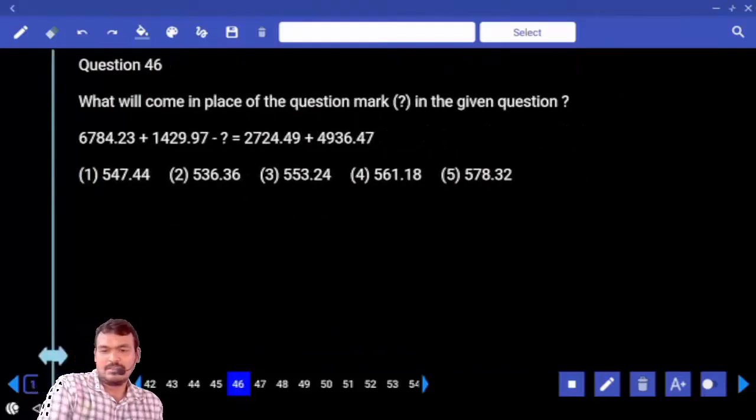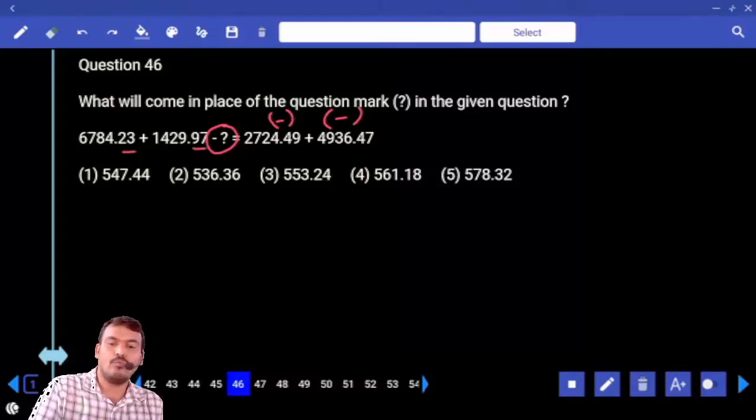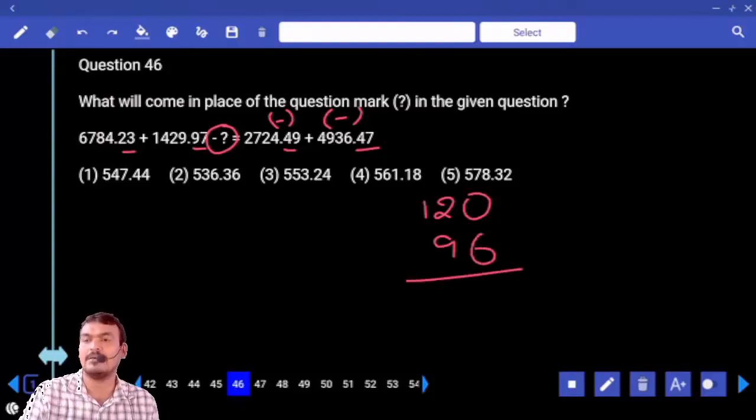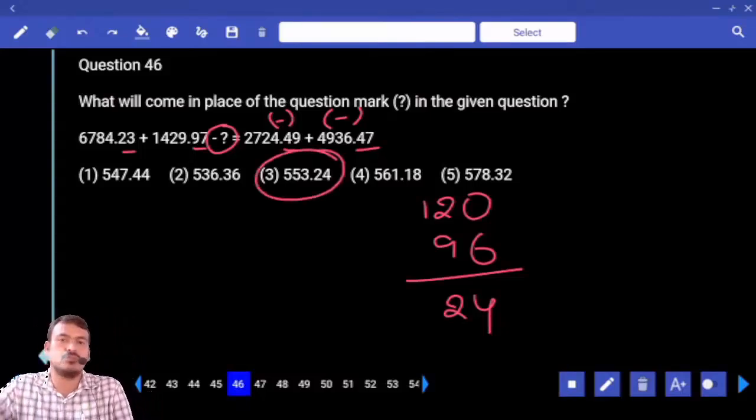6784.23. Okay. We required question mark value or not? Means right hand side values positives becomes it will be negatives or not? Means right hand side 2 values are negatives or positives? Negatives. Okay. First 23 plus 97. How much? 120. 120 minus 96 or not? 120 minus 96. Ending with 24 or not? How many options are ending with 24? Only 1. Verify the last 2 digits. We are getting 24. How many options? Only 1.